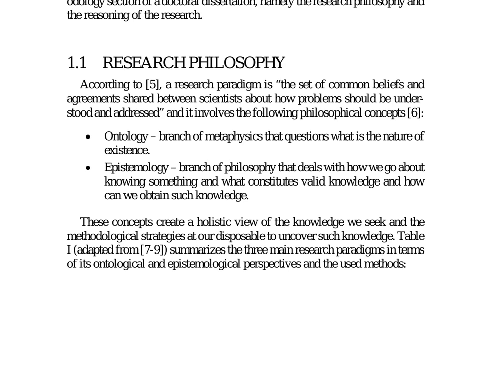Table I, adapted from 79, summarizes the three main research paradigms in terms of their ontological and epistemological perspectives and the methods used. These paradigms include positivism, which focuses on empirical evidence and the use of quantitative methods; interpretivism, which emphasizes understanding and interpretation of meanings; and critical realism, which combines elements of both, focusing on the social construction of reality. The research philosophy and reasoning behind the chosen methodology are crucial in providing a solid foundation for the research, ensuring that the objectives are achieved effectively and efficiently. A clear outline of these dimensions in the methodology chapter is vital for achieving research goals.